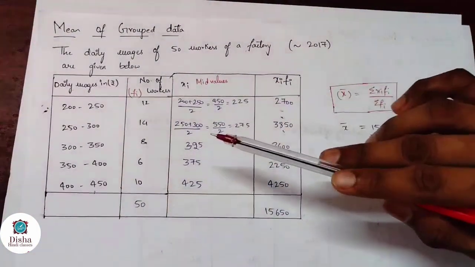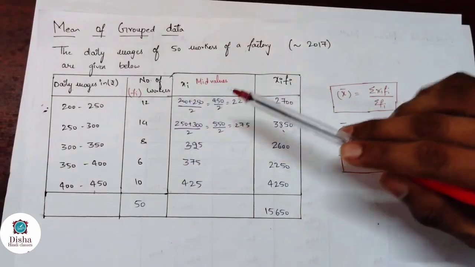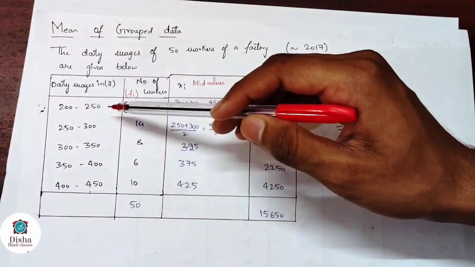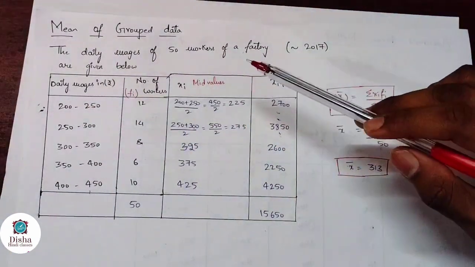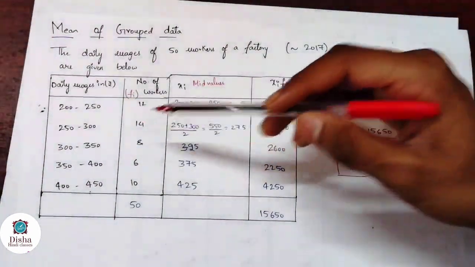So now we have to find the mid values for the observations given. So what is mid value? Mid value is the average of the lower limit and the upper limit.